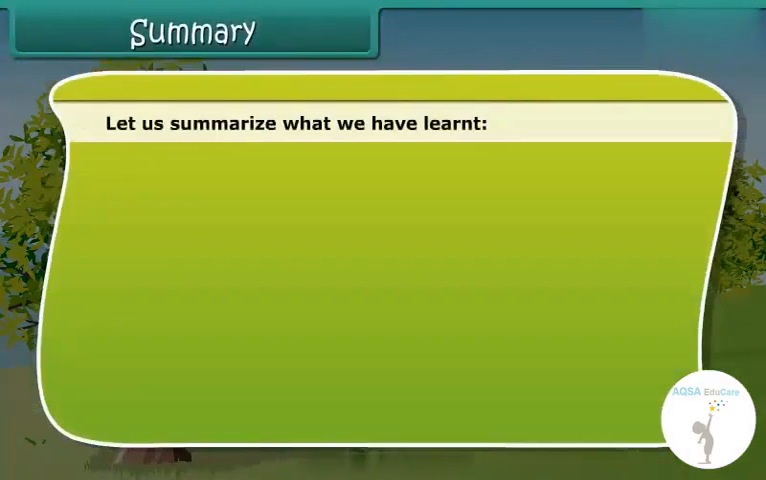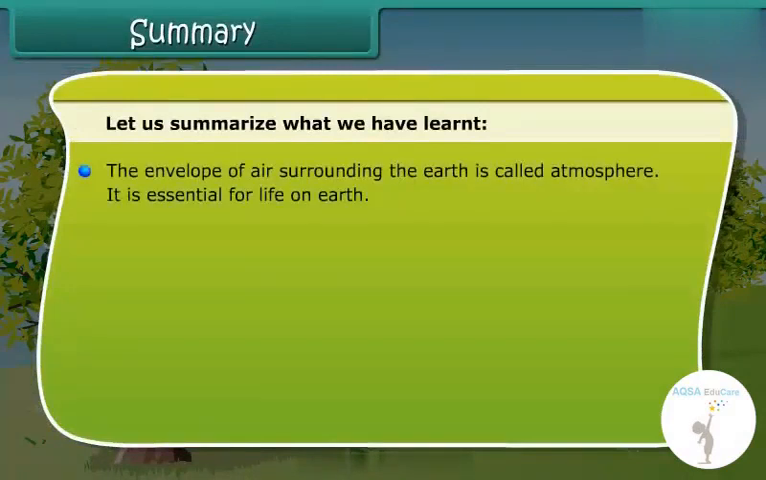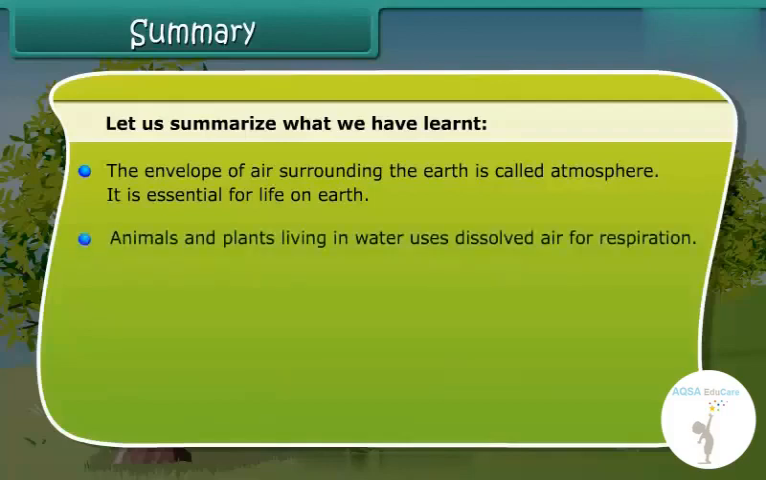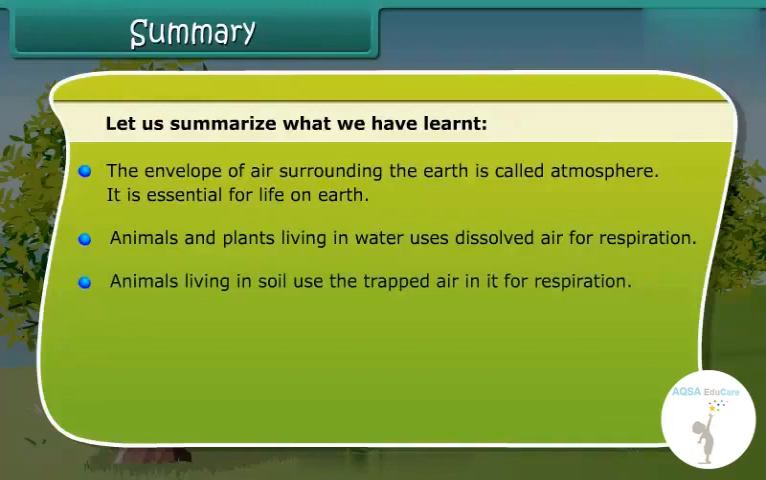Let us summarize what we have learned. The envelope of air surrounding the earth is called atmosphere. It is essential for life on earth. Animals and plants living in water use dissolved air for respiration. Animals living in soil use the trapped air in it for respiration.